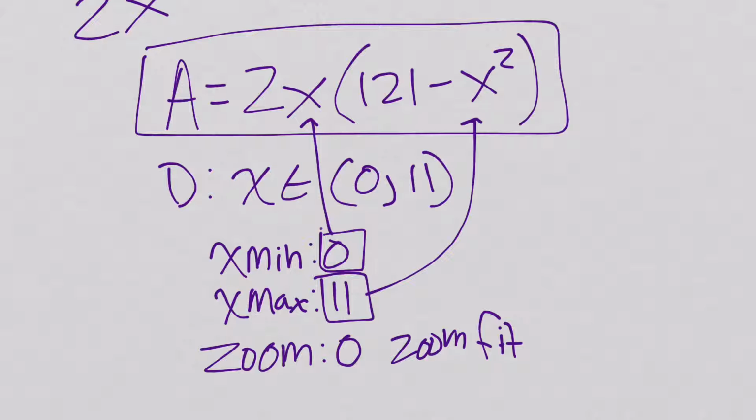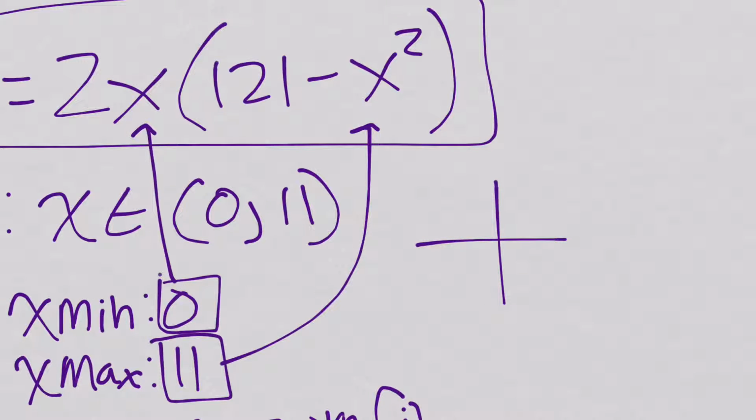So this is a negative cubic function, which means it's going to look like, if you think about this, we will have, like we said, an x-intercept at 0, and we will have x-intercepts at positive 11 and negative 11 as well, because 121 minus x squared has solutions at 11 and negative 11.